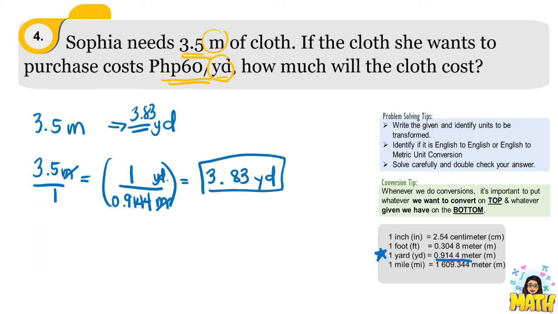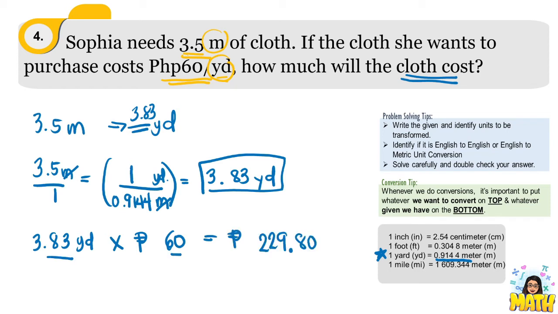Okay? Pero the final question is, how much will the cloth cost? So if she will be buying 3.83 yards and each yard costs 60 pesos, we need to multiply this to 60, so we can have 229 pesos and 80 centavos. So this one will be the final answer.